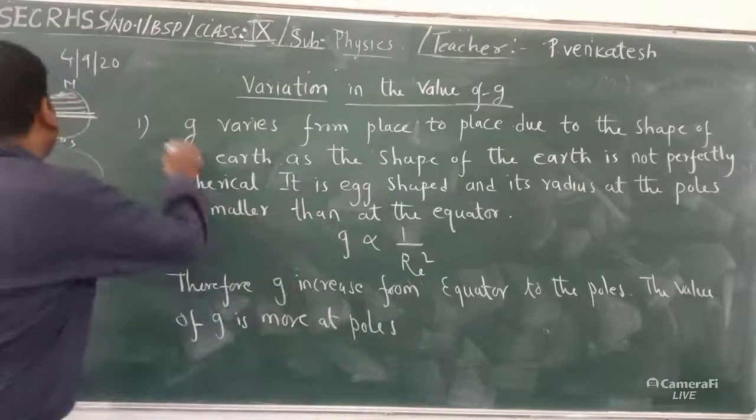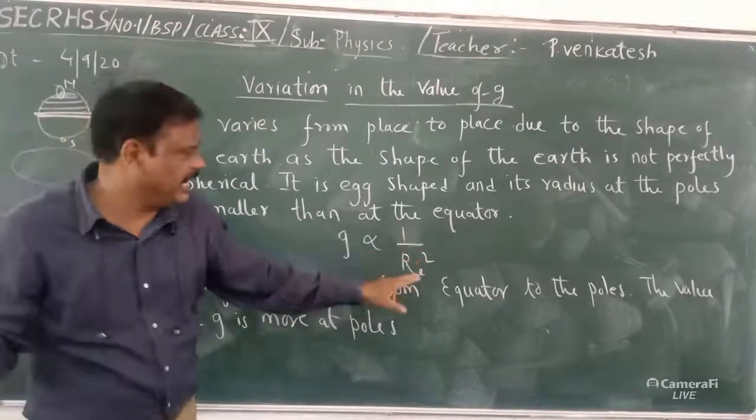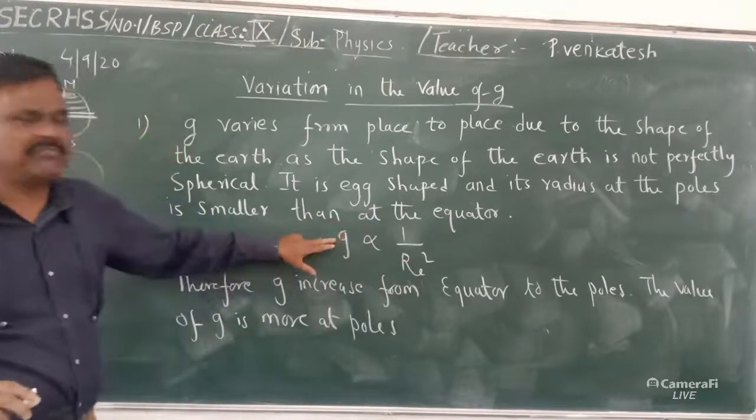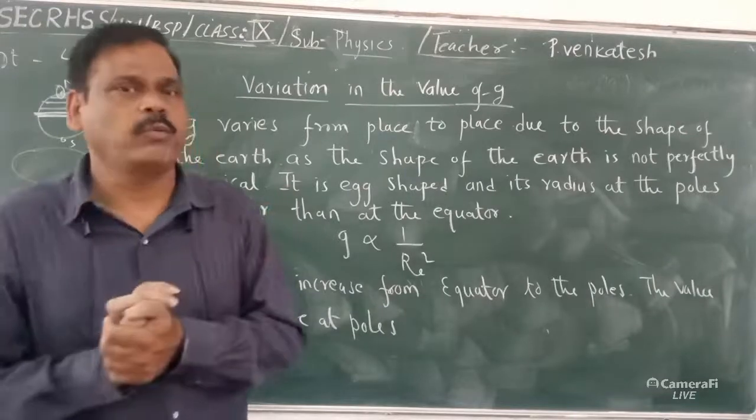तो पोल्स पर रेडियस क्या हो जाएगा? कम हो जाएगा. जब रेडियस कम होगा, इनवर्सली मतलब एक कम होगा तो दूसरा ज्यादा. रेडियस जब कम हो जाएगा तो ग्रेविटी क्या हो जाएगा? Therefore gravity value of G is more at poles.